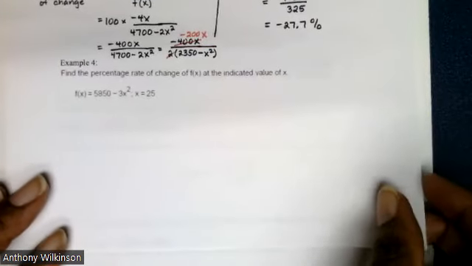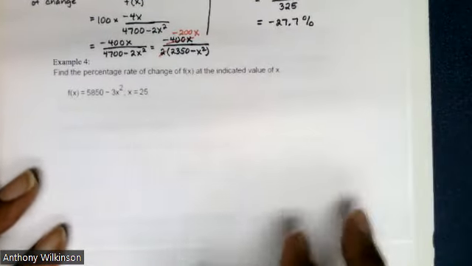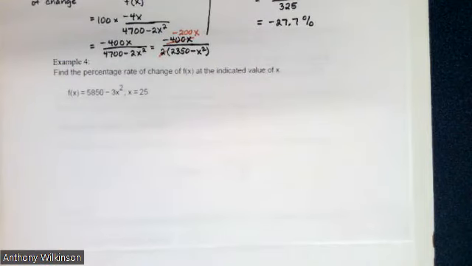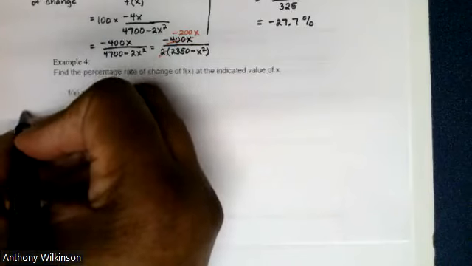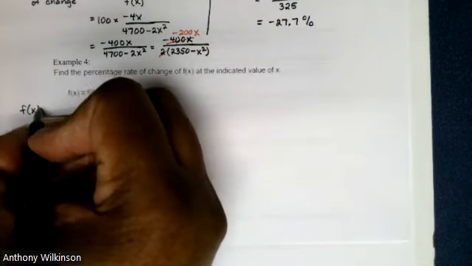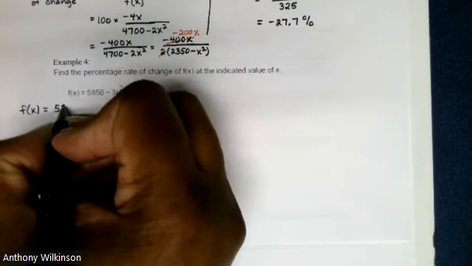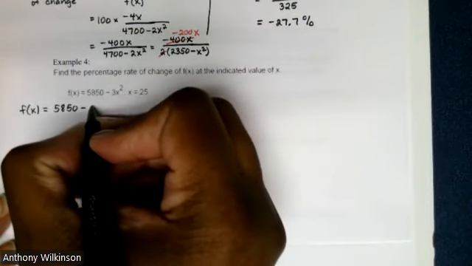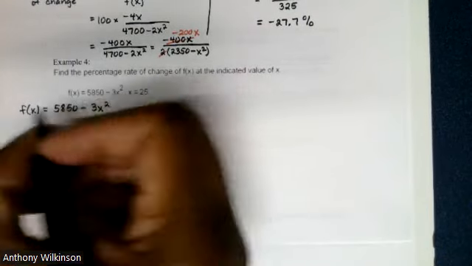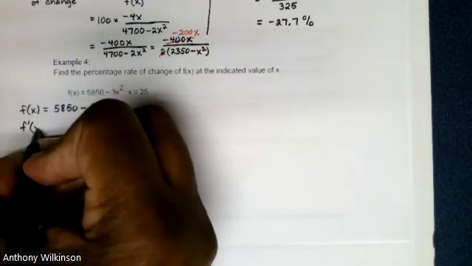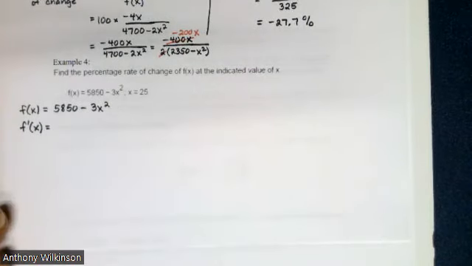All right, example 4 would be this. Again, we're going to find the percentage rate of change of f of x at the indicated value of x. And here f of x is equal to 5,850 minus 3x squared, where x is equal to 25. So again, I'll just rewrite the function. f of x is equal to 5,850 minus 3x squared. And then we're going to find f prime of x, find its derivative.